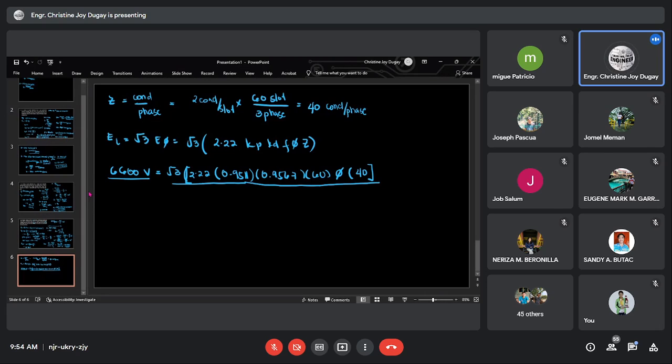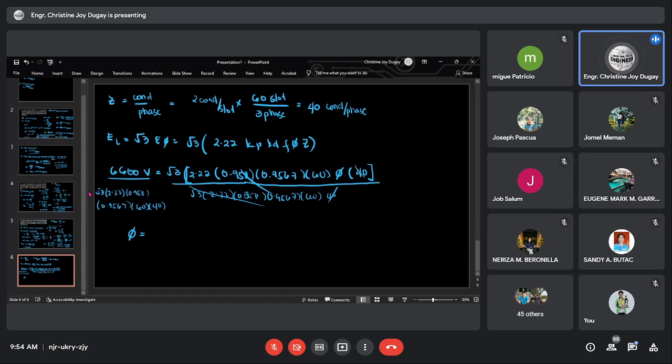Both side, no? So, square root of 3 times 2.22 and then 0.9511, 0.9567 times 60 times 40. Ayan. So, square root of 3, 2.22, 0.9511, 0.9567, 60, and 40. Ayan. Then, drop ninyo yan. So, ang matitira na lang is flux.